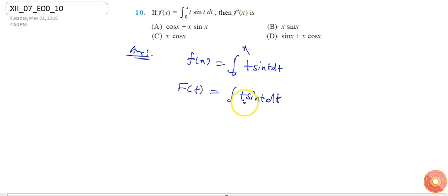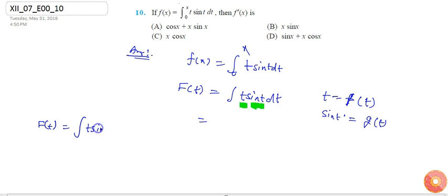Since it is the integration of products of two functions, it can be integrated by using the by parts method. In the by parts method, let's say t is the first function, f(t), and sin t is g(t), then the integration of f(t) g(t) equals the integration of t sin t dt.